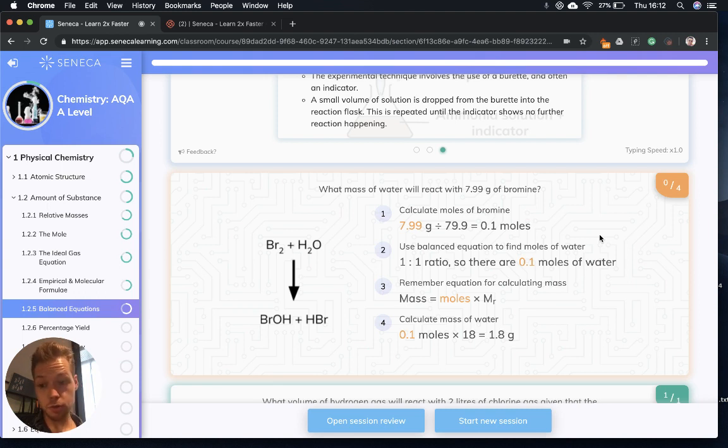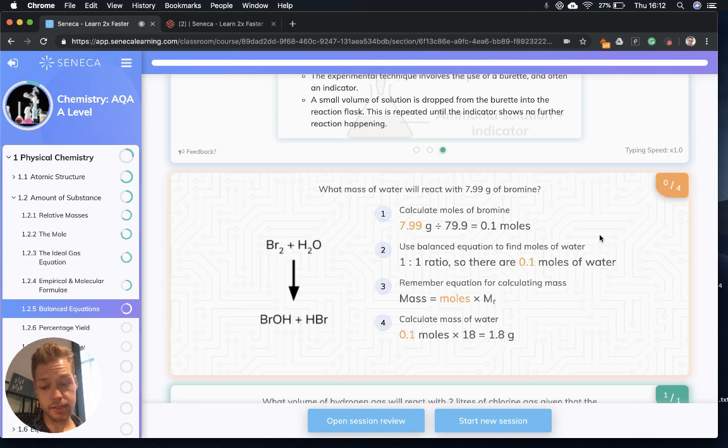So Br2, remember all of the halogens are diatomic. So they go around in pairs, they're a bit needy and like hugging their friends. So it's Br2. That reacts with water, which I hope you know is H2O. And that goes to bromine hydroxide. Now, halogens in group 7 and hydroxide have a 1 minus charge.